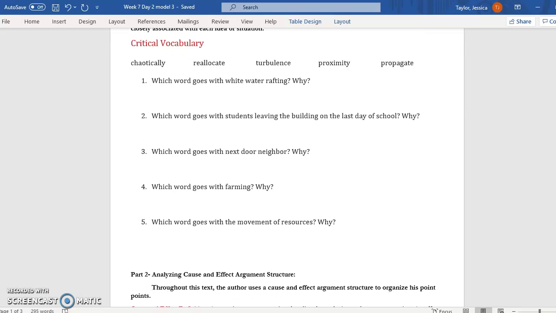What's important for this part of the assignment, do not just write the word. The why is the most important part of this assignment. To be able to connect those ideas and how you connected it is an important part of our learning process and how we increase and improve our vocabulary.